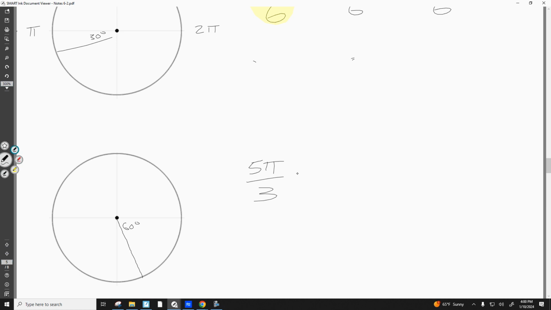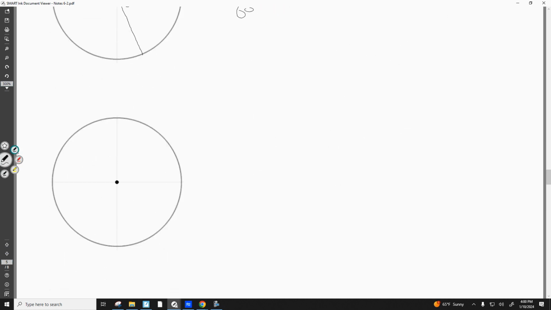What do I do? I do 6 pi over 3 minus a pi over 3. I go all the way around to 360 degrees and I subtract 60 degrees. I know pi over 3 is going to be a 60-degree reference angle. Okay, one more. Where is 2 pi over 3? Where's 2 pi over 3?